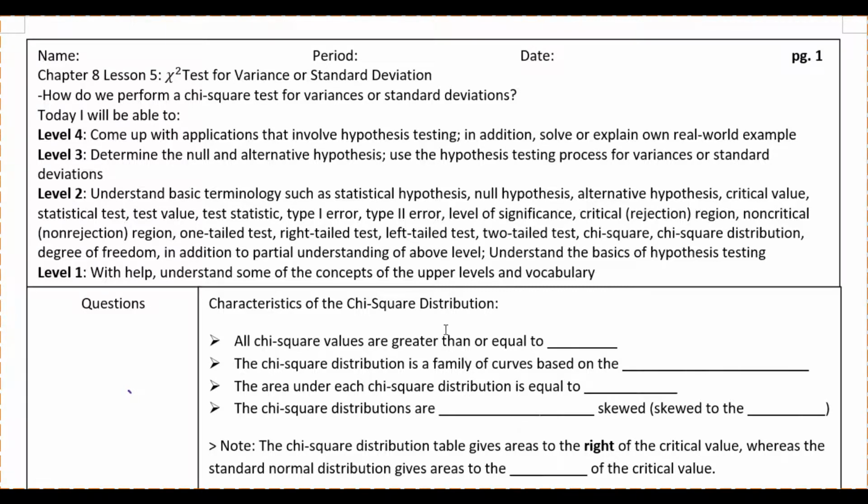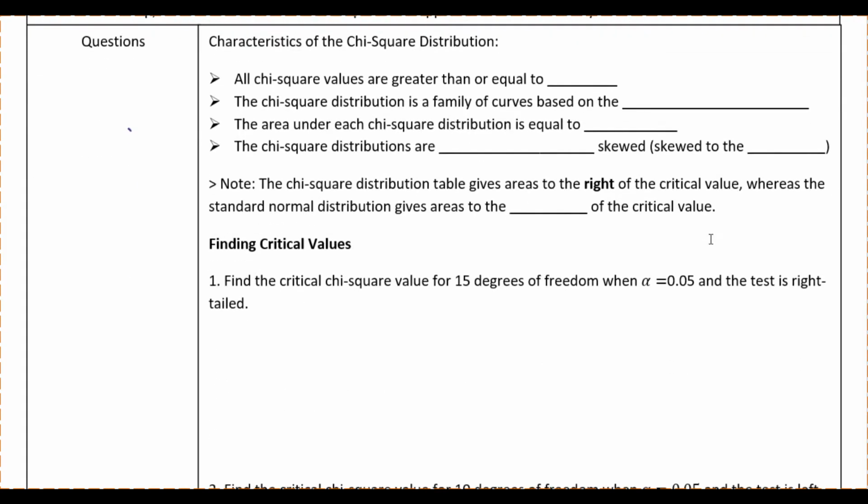So now we're going away from means and proportions and we're focusing on measures of spread such as variance or standard deviation. So as mentioned, we are doing a chi-square test, so that means we need the chi-square distribution. So real quick, doing a quick rundown of the chi-square distribution.